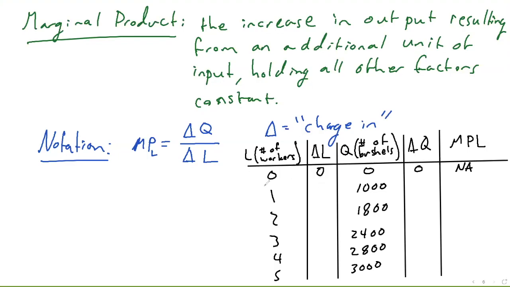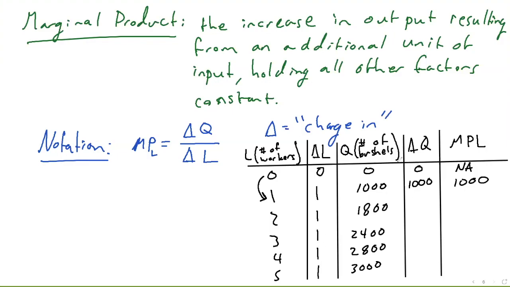But when we add one worker, we want to look at the change from going from 0 to 1. So our delta L is 1. We added one worker. Our delta Q, our change in the number of bushels, is the difference between 0 and 1,000, so 1,000. And our marginal product of labor is delta Q over delta L, which is 1,000 over 1, so 1,000. So then going to the next rows, in every case, we're adding one worker at a time.